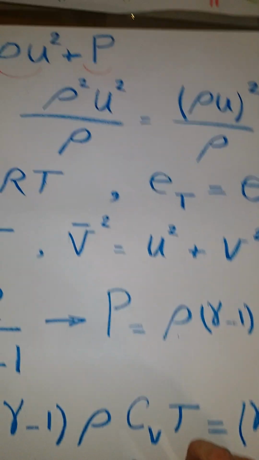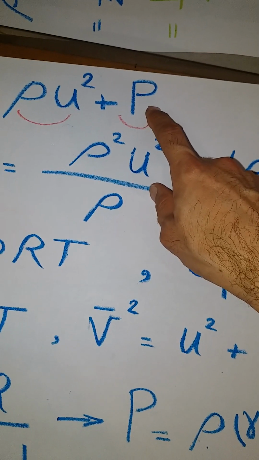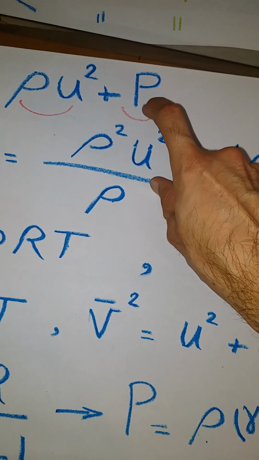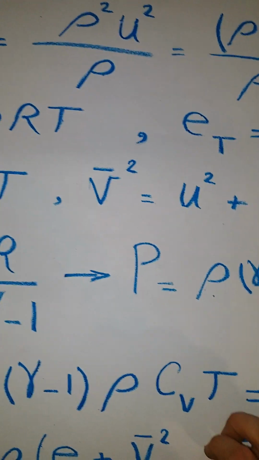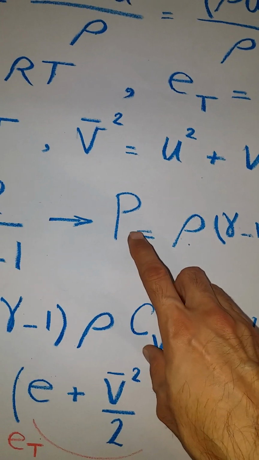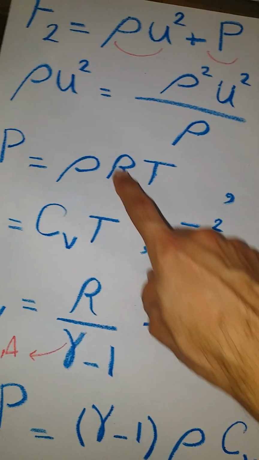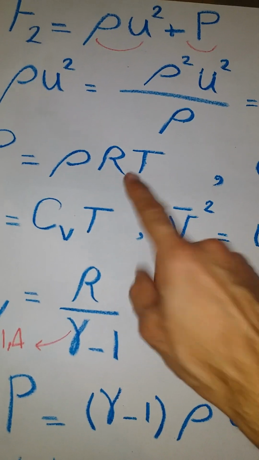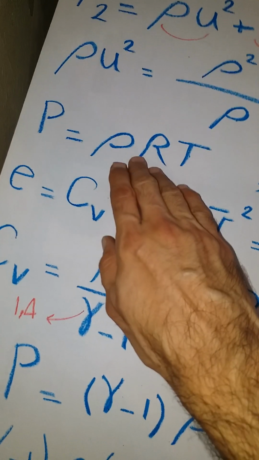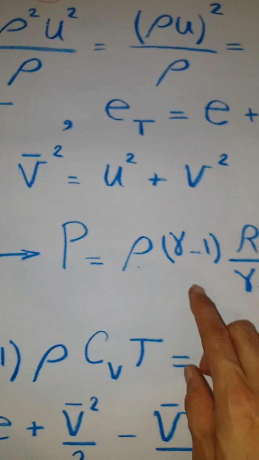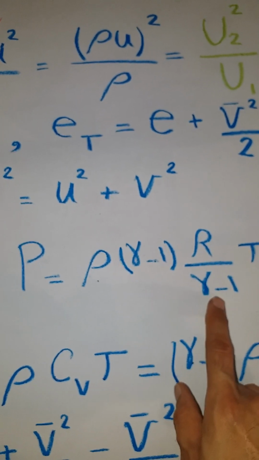Okay. We are searching for P. We want to know how we can transform P into conserved variables. Write it into conserved variables. Okay. Again, from here, P is rho RT, as you can see here again, and you can divide this equation by gamma minus 1, multiply and divide. Okay.